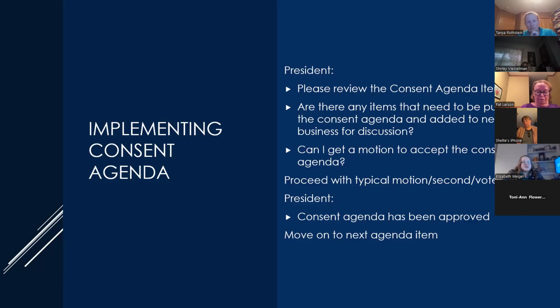Can I get a motion to accept the consent agenda? You would proceed with your normal motion, second, vote, and then it's been approved. In the event that something was removed, you would simply state, I move to approve the consent agenda with the removal of, say, the treasury report. Say something looked weird and you want to talk about it. You can pull that out at that time in that manner.